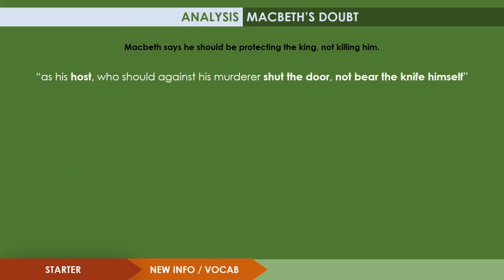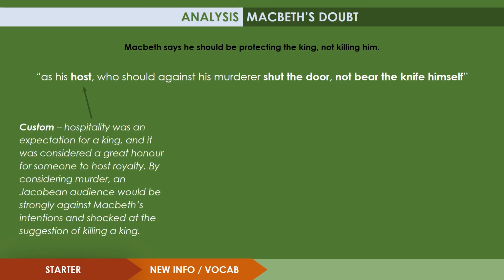Okay guys, now we're going to focus on this quote here. Okay, so as his host, who should against his murder shut the door, not bear the knife himself. Okay, so let's look at host, guys. So this is custom, and in terms of hospitality was an expectation for a king, and it was considered a great honour for someone to host royalty, okay, to allow them in their house. But by considering murder, a Jacobean audience would have strongly been against Macbeth's intentions and would be shocked at the suggestion of actually killing a king at all.